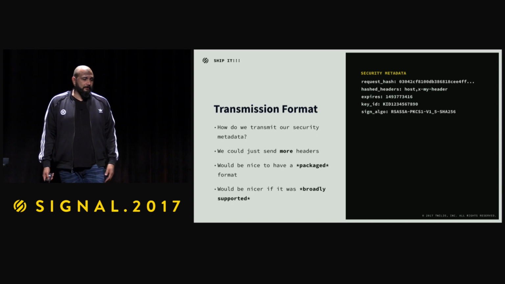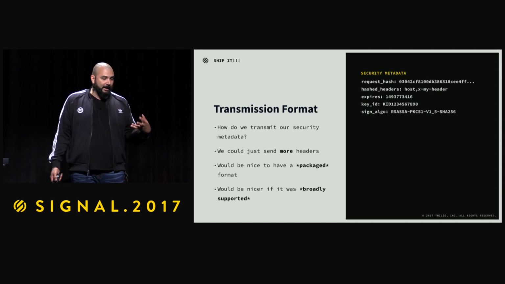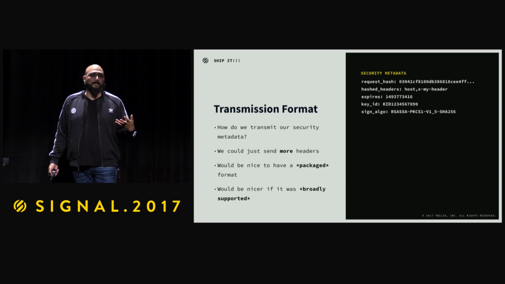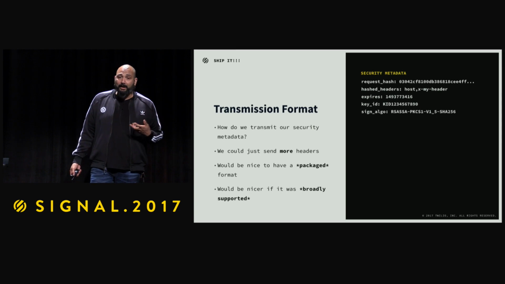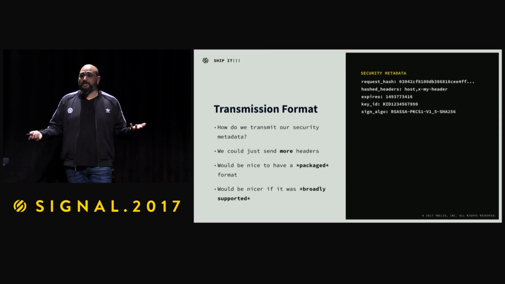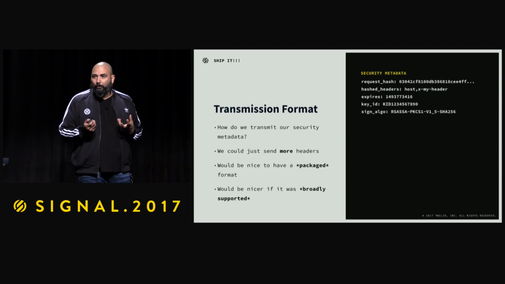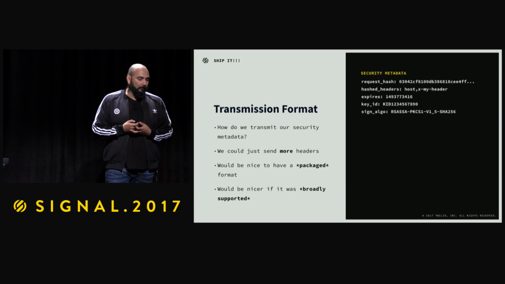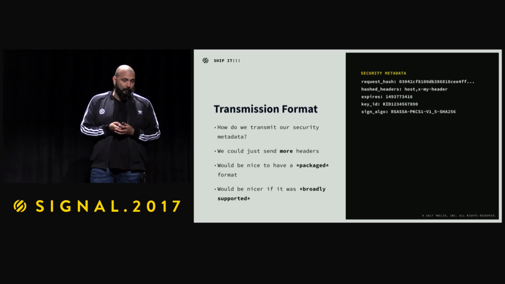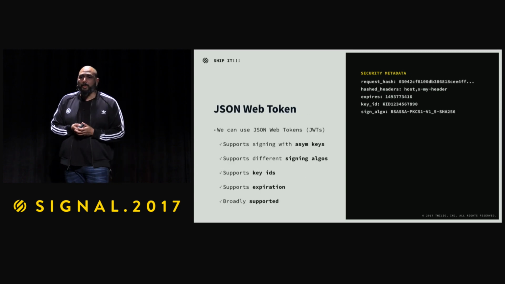So how do we send all this stuff? If we look on the right side here, now our list of security metadata is getting kind of big. We have a request hash, some hashed headers, an expiration timestamp, a key identifier, and some signing algorithm. So we could just send this as more headers, of course. But it would be nice to have a more packaged format. It would be even nicer if this was a broadly understood, widely supported format. So in our case, we're going to use JSON Web Tokens, or JWTs.